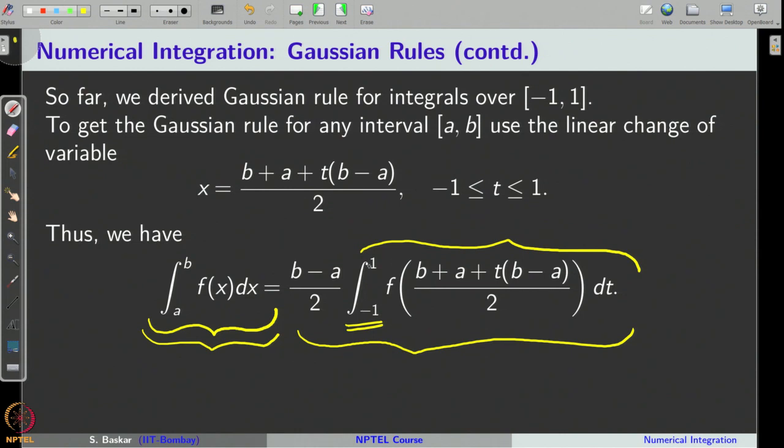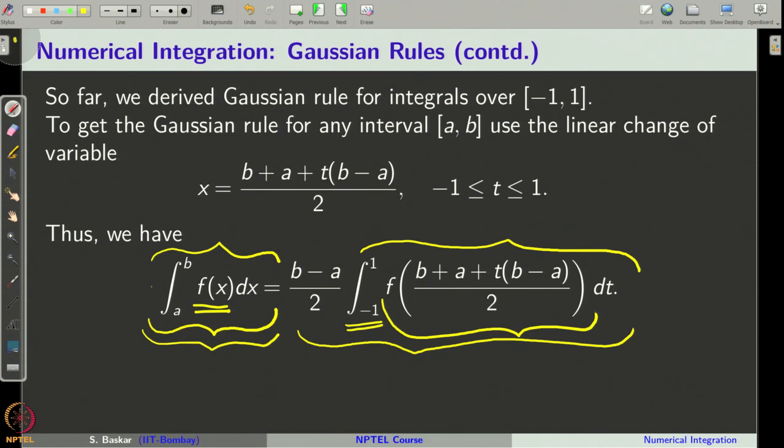Gaussian rule, right? Now, remember, if you want to evaluate an approximate value of this integral, you should not put the Gaussian rule for this f. But you have to put the Gaussian rule for this function. That is the only extra information that you have to remember when you are applying the Gaussian rule on any integral from a to b of f of x dx. Students make this mistake quite often.